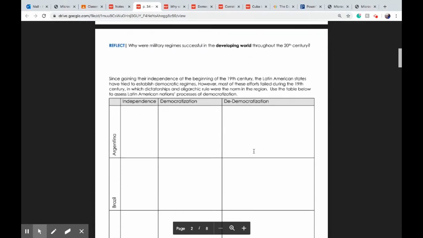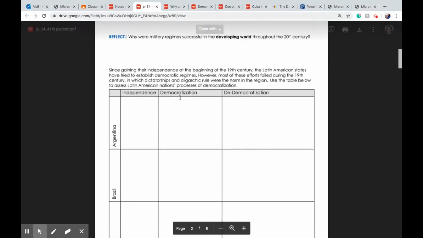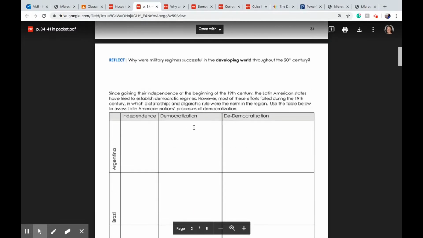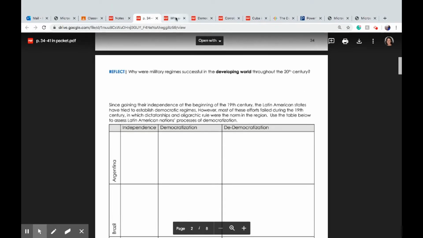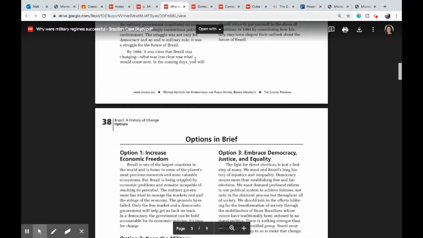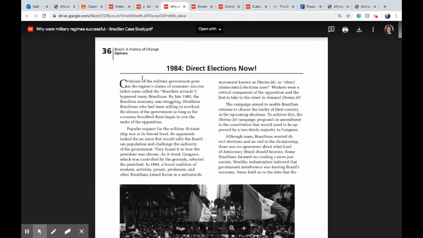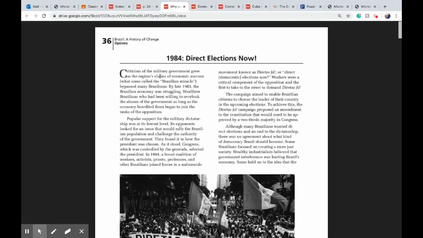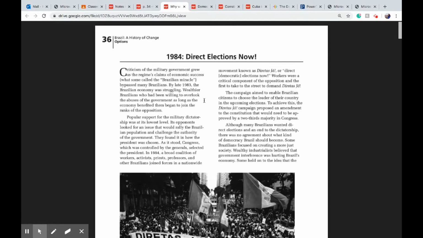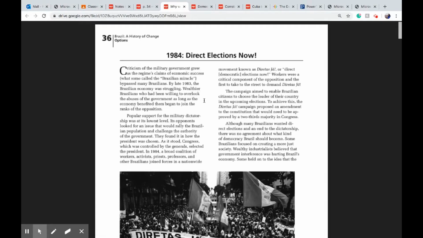Once that's answered, we're going to start to take a look at the process of democratization and de-democratization through several case studies. The first case study for the question up at the top is Brazil. You're going to use the document called Why Were Military Regimes Successful to read about what happened in Brazil in 1984 when their military government, which was in place for most of the 20th century, was called into question.